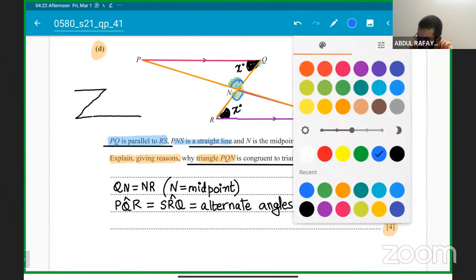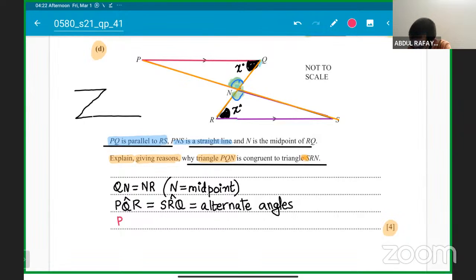So you will write down that angle PNQ is equal to angle SNR, and the reason is vertically opposite angles. Okay, these are called vertically opposite angles. Everyone clear with me?